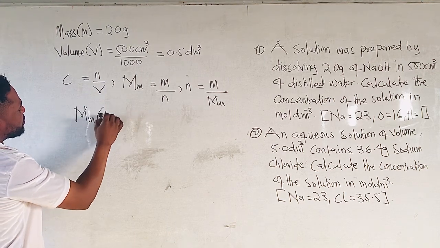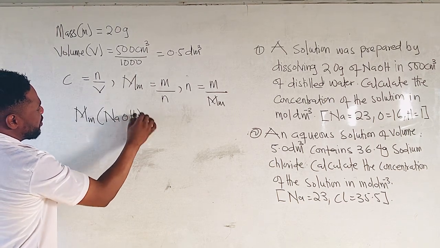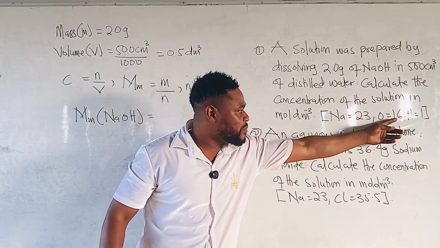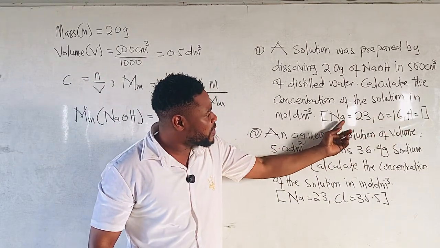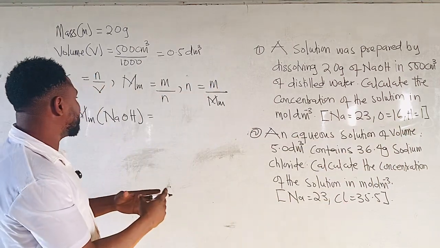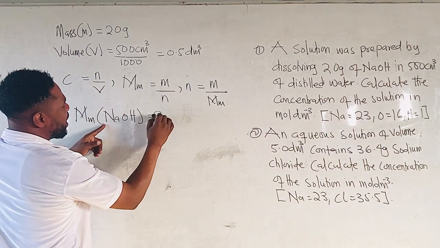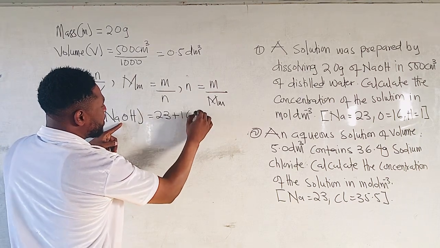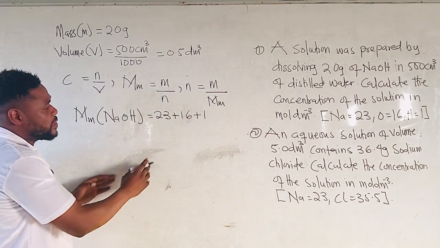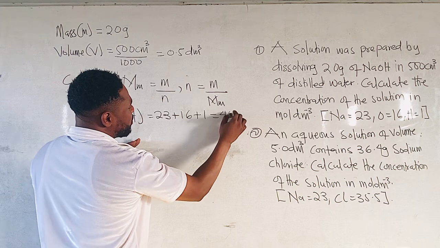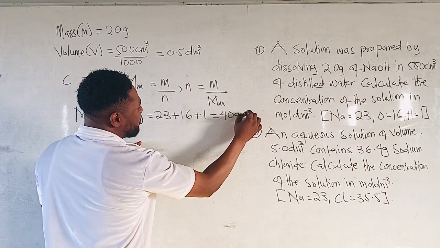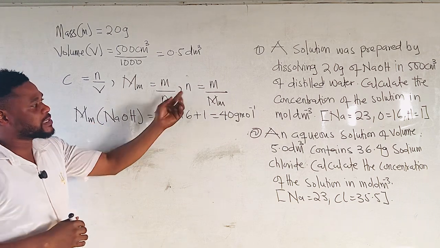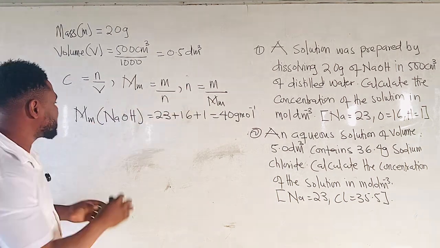The molar mass of sodium hydroxide will be calculated using this approach. Since we have the relative atomic masses for the atoms here, we are going to sum them. So sodium is given as 23, oxygen is given as 16, and hydrogen is given as 1. When we add everything, we are going to have 40 gram per mole, as we can see here.